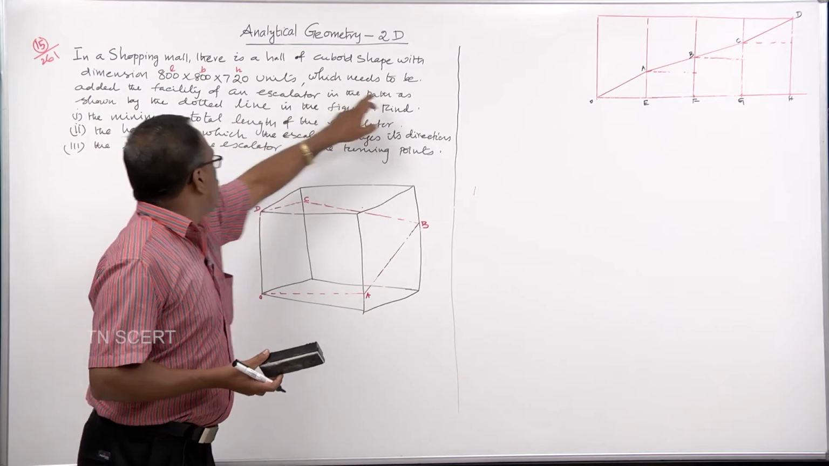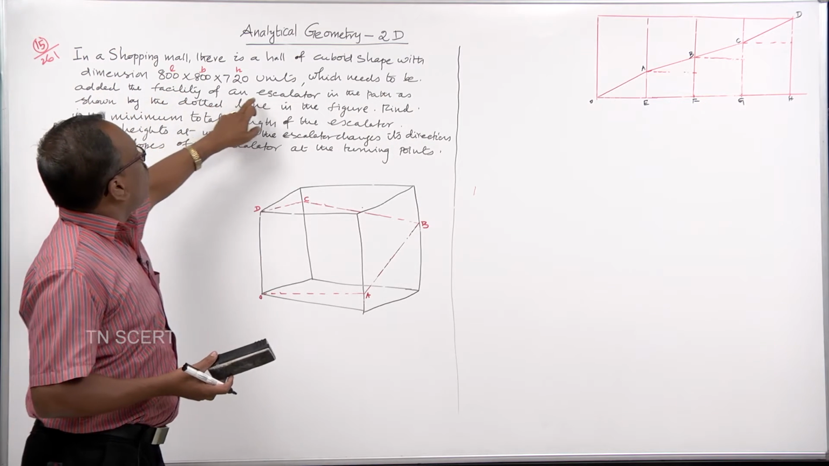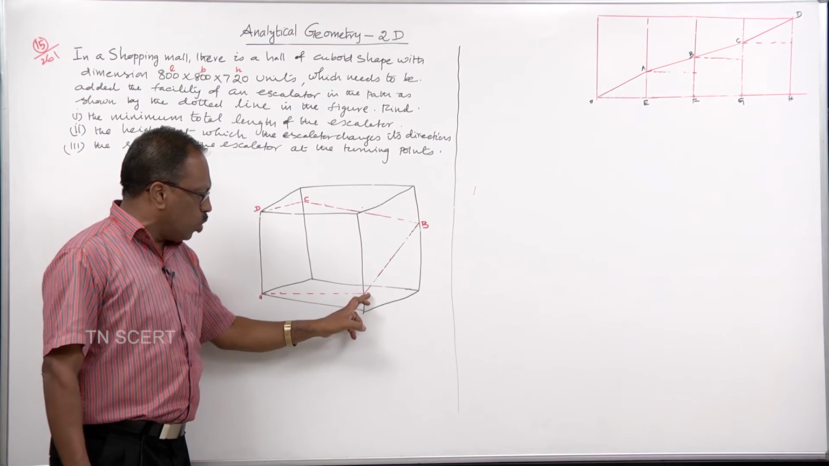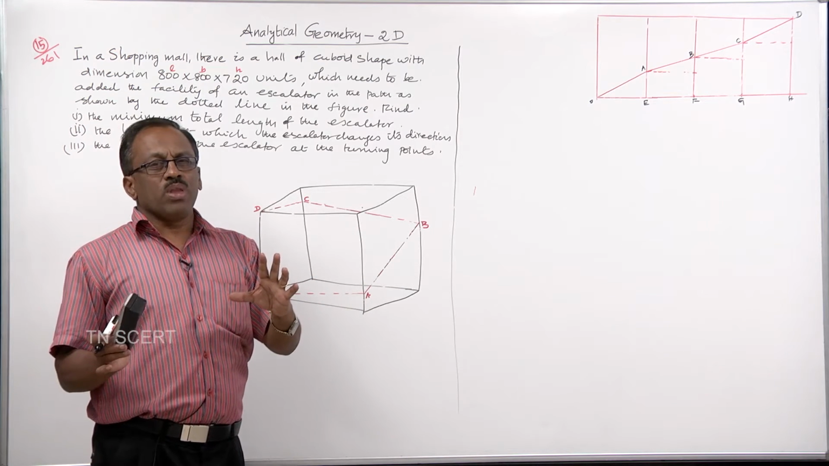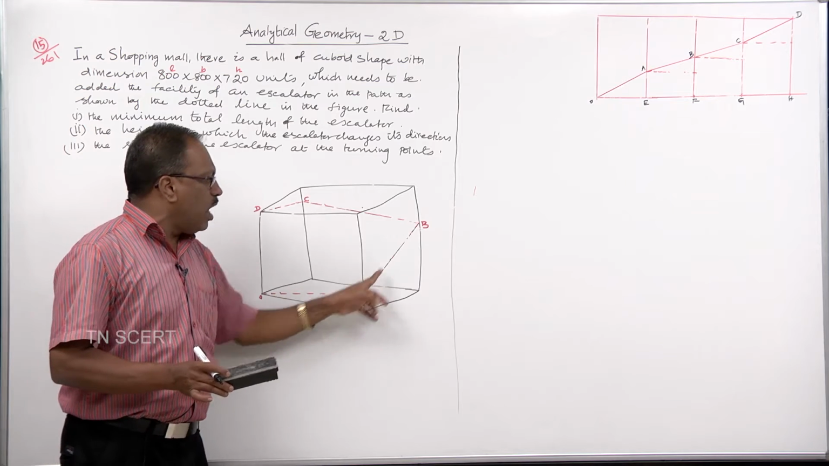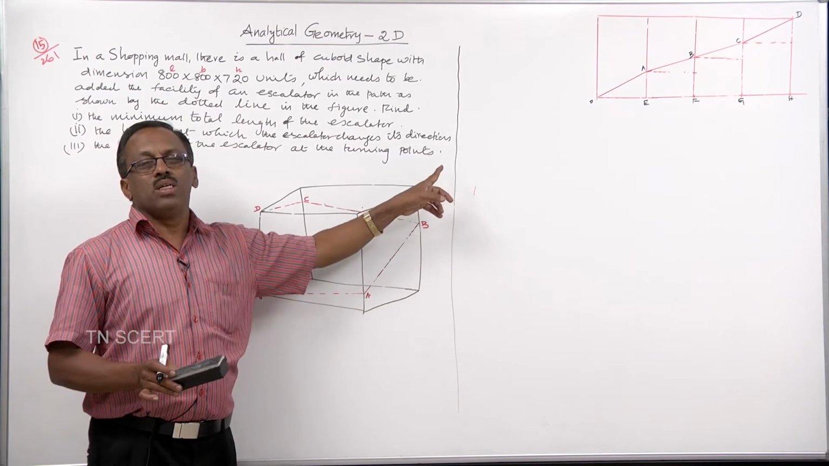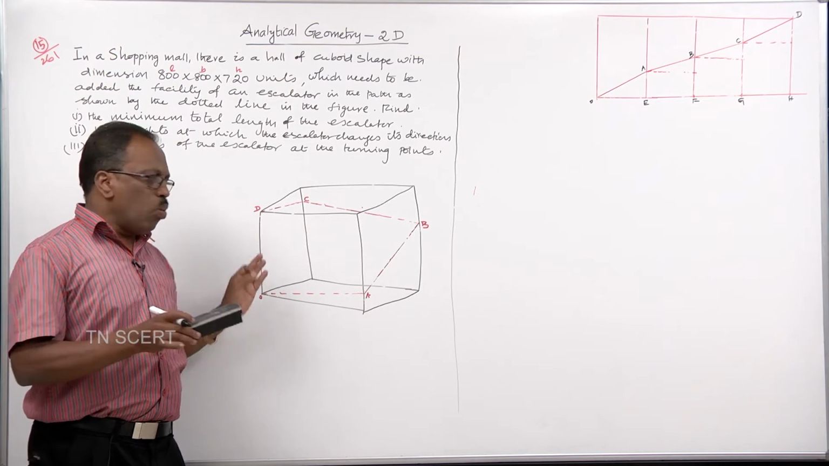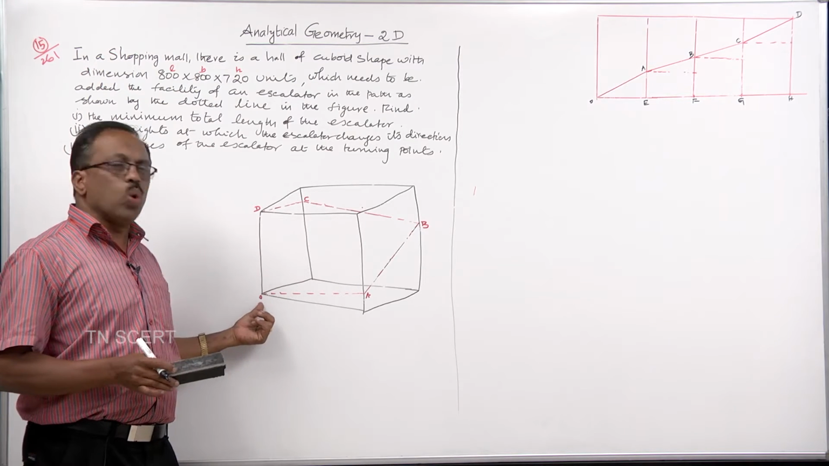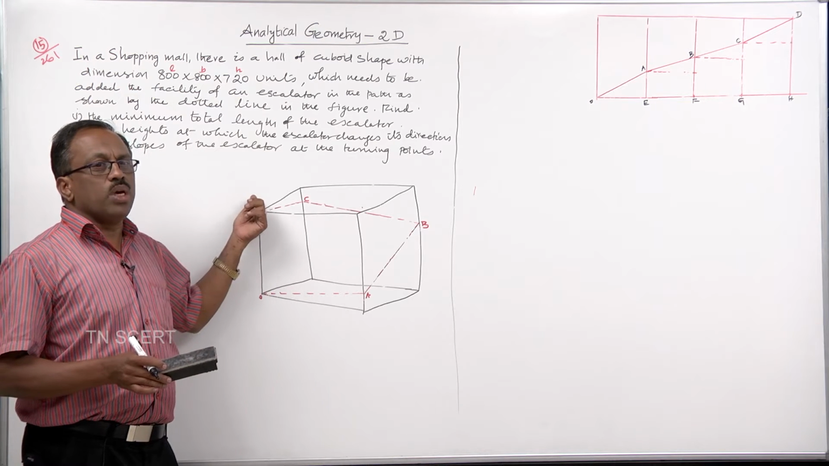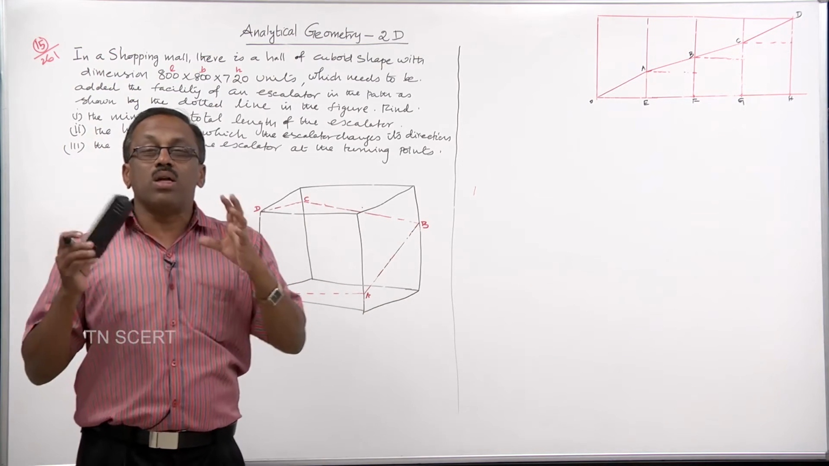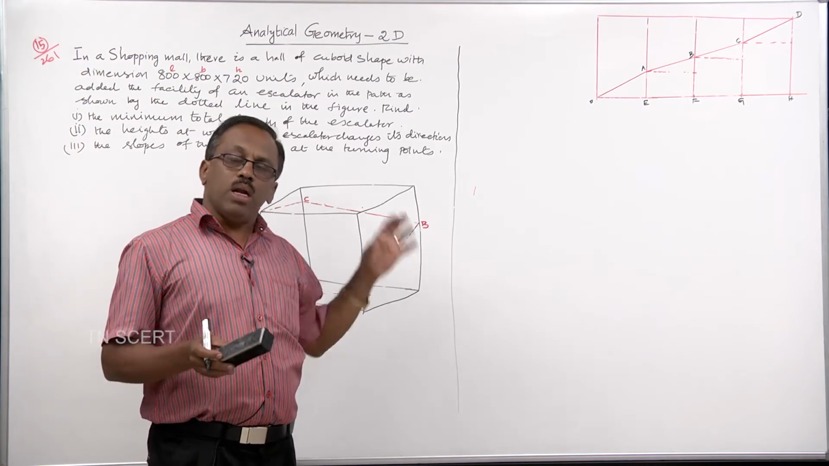The facility of an escalator is provided in the path as shown by the dotted line. In your book it is given visually in blue color. Those dotted lines are the escalator's moving path, from one place to the destination. The origin we take as O, and the destination we take as D. So O, A, B and C are the path traced or travelled by the escalator, and it meets at D.